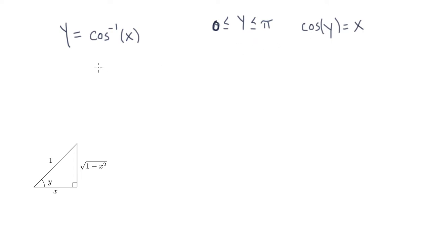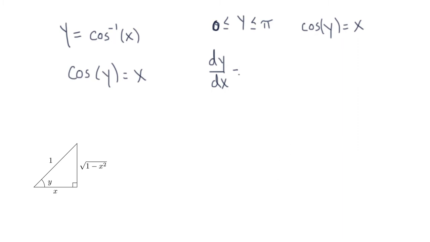Well, just like with e to the x and log x, I don't know anything about cosine inverse of x. The only thing I know is that cosine of y should be x, assuming that y is between 0 and pi. So I know that cosine of y is equal to x, and I want to know what dy dx is, because dy dx will be the rate of change of the inverse of the cosine function.